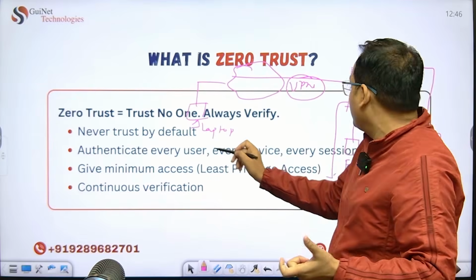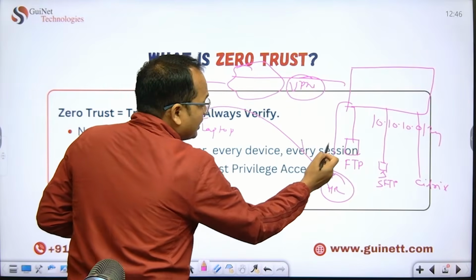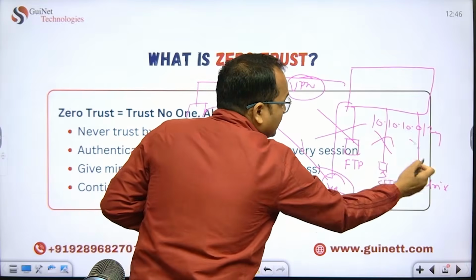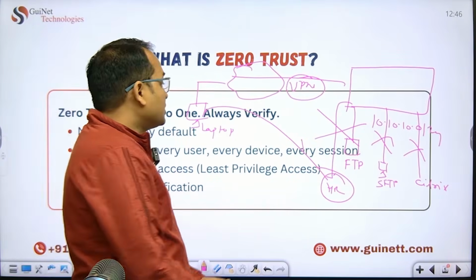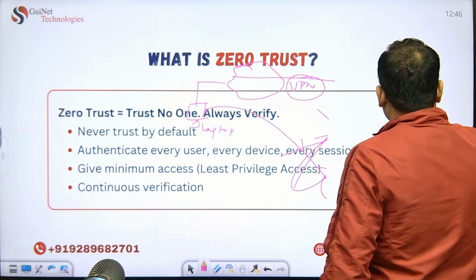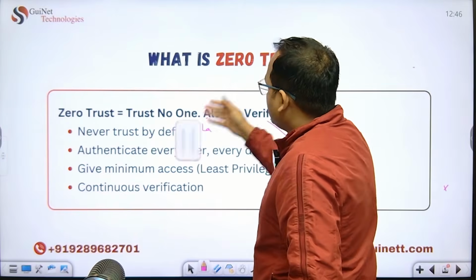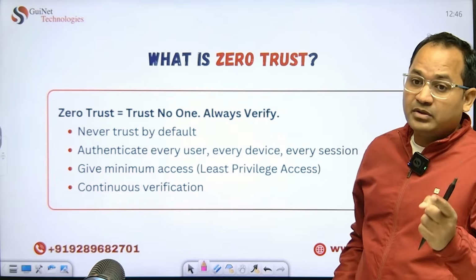Let's suppose you are a user belonging to the HR department. Then you are only allowed access to HR, and the rest is blocked for you. That's the beauty of Zero Trust. Zero Trust verifies everything you do. Zero Trust makes sure it never trusts you and always verifies your ID.